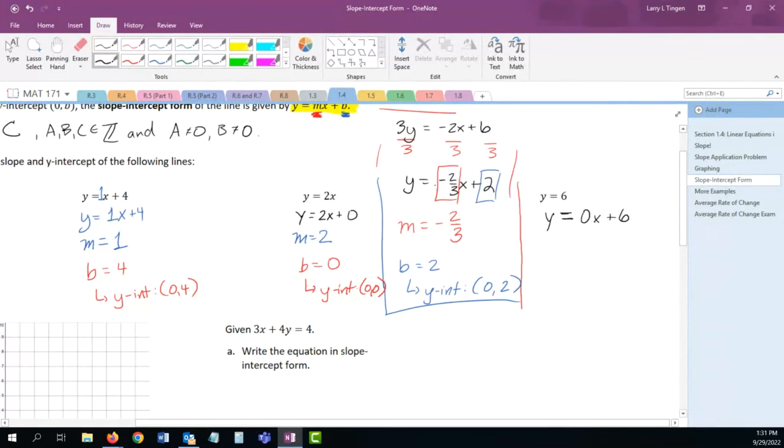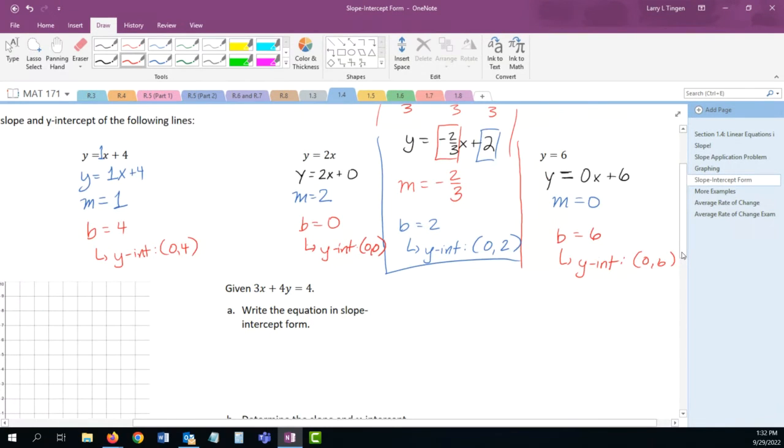Same thing that was happening over here on the other one. On the first one, I have y equals 2x. I can write 2x plus 0, and that turns out to be the b value. When I have y equals a constant, and there's no x variable here, it turns out that the slope is just 0. And then the y-intercept, or b for this one, is 6, which means the y-intercept is the point 0, 6. Cool?